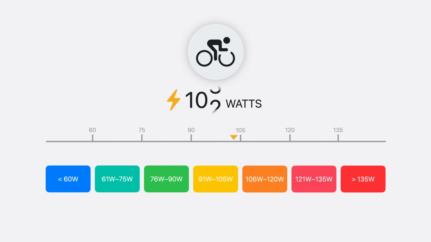Similarly, cycling power zones help cycling enthusiasts measure their power output in watts based on a personalized functional threshold power. In iOS 27 and watchOS 27, heart rate and cycling power zone support has been integrated into HealthKit.